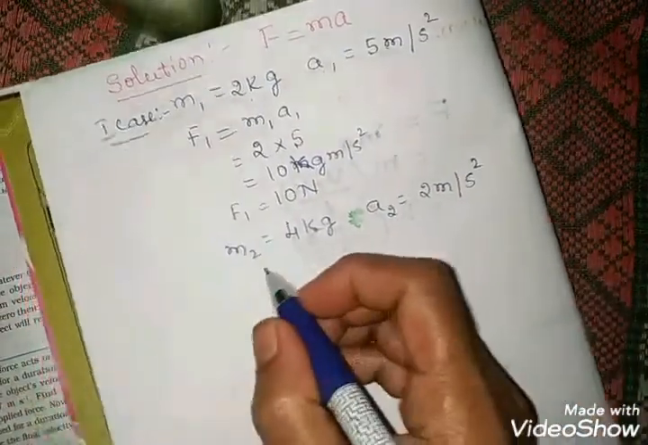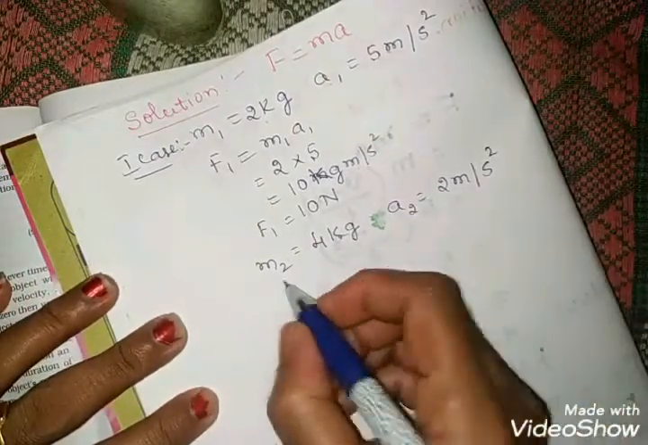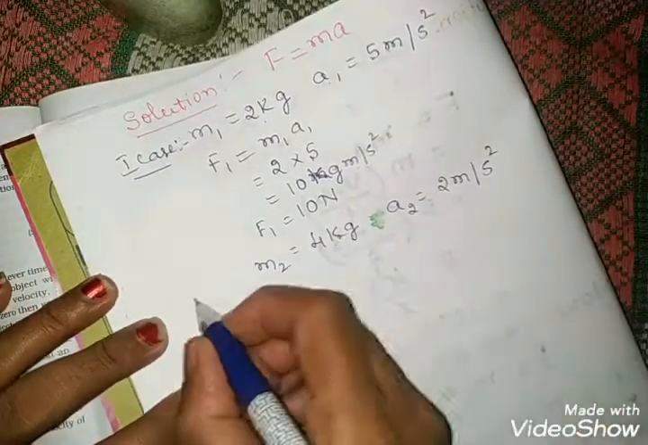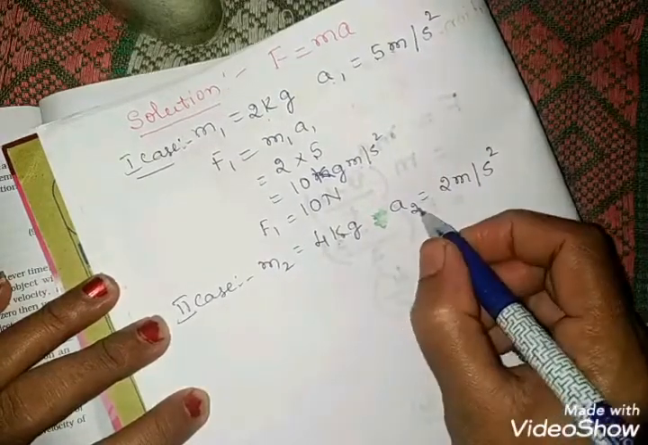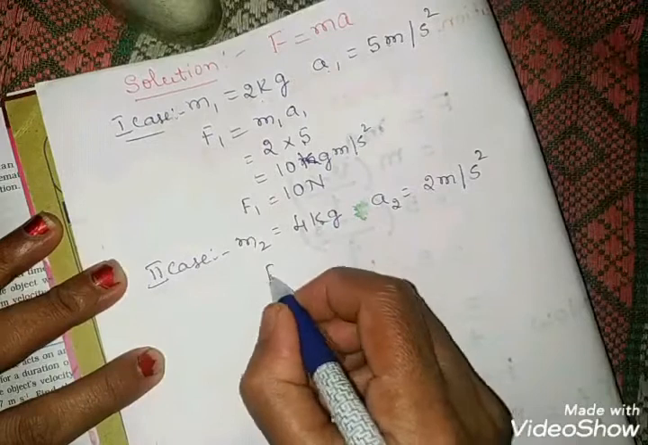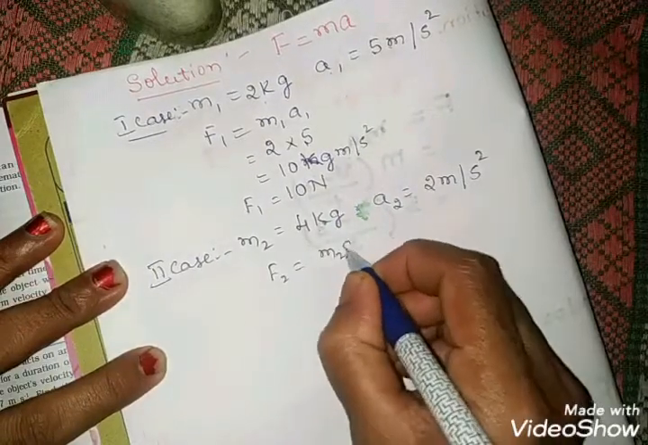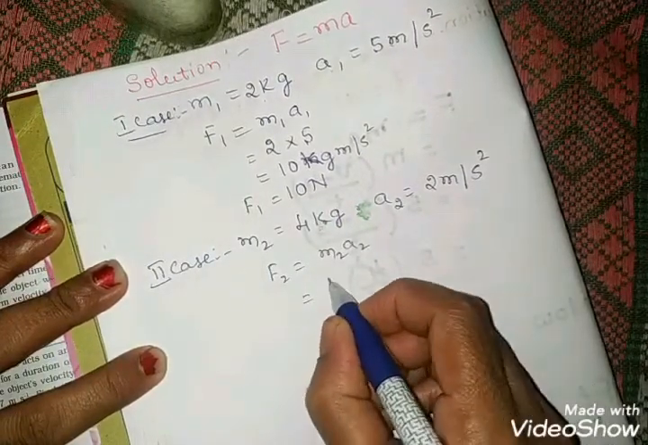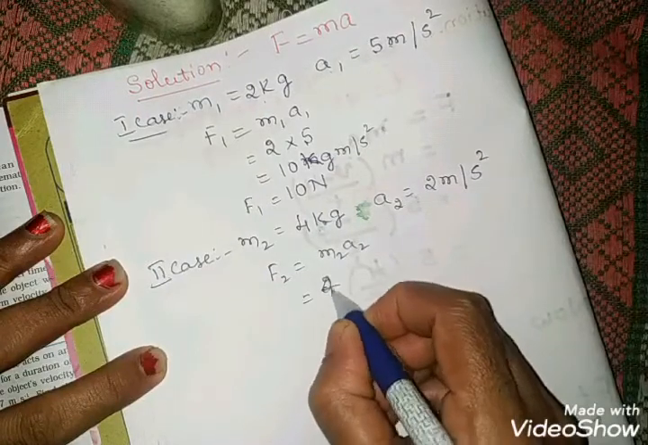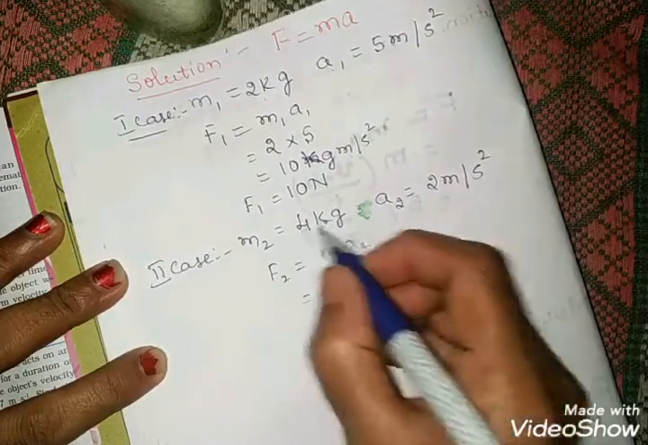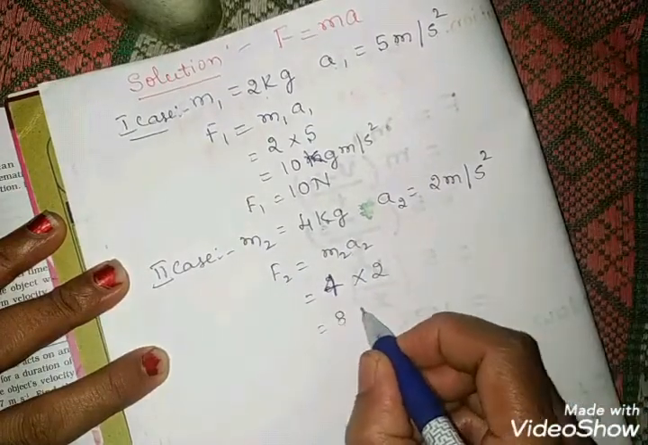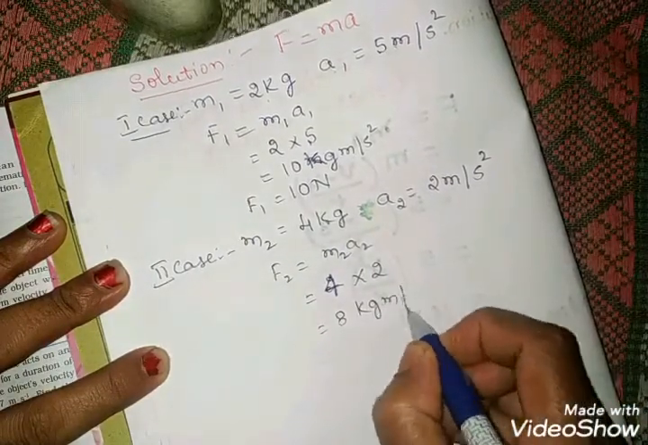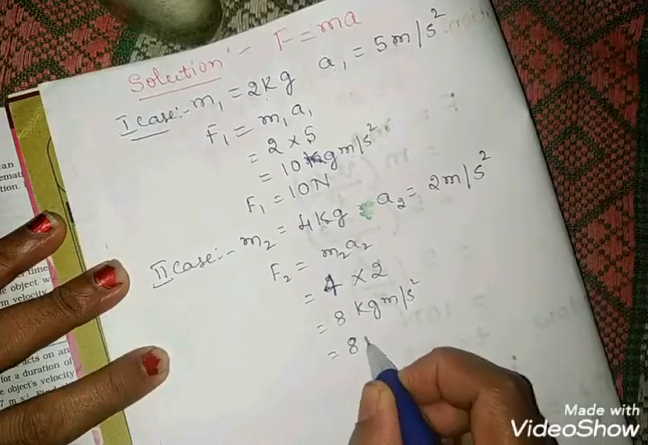Let us now take up another one. Second case. M2 is equal to 4 kg. Now we are considering the second case, M2 and A2. So same formula. F2 is equal to M2 A2. M2 is 4 kg into A2 is 2. So it is 8 kg meter per second square or 8 newtons.